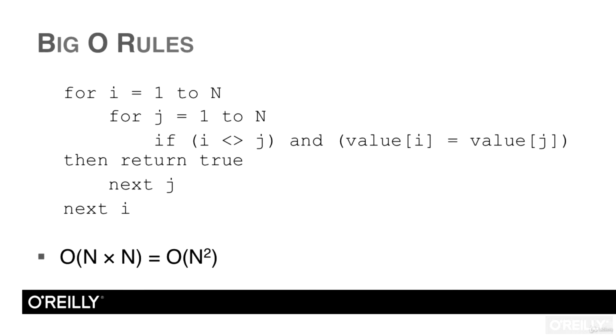If the values are the same and i isn't equal to j, then the algorithm returns true to indicate that the array contains the same value twice. Here, the for i loop runs through the n items in the array. For each of those items, the for j loop also runs through the n items in the array. That means the algorithm's behavior is order n times n, or order n squared. That's how Rule 4 works. If an algorithm performs g of n steps for each of f of n steps, its behavior is order f of n times g of n.